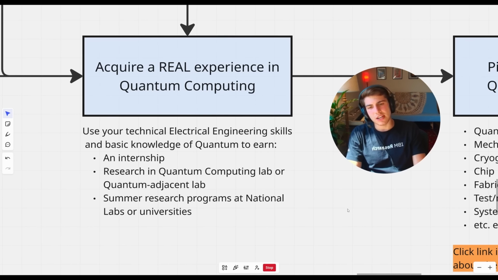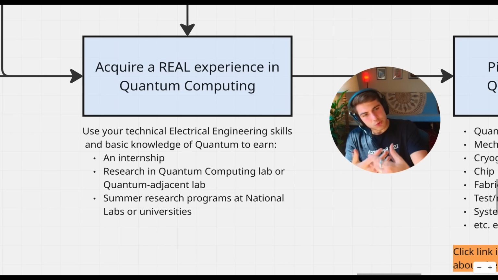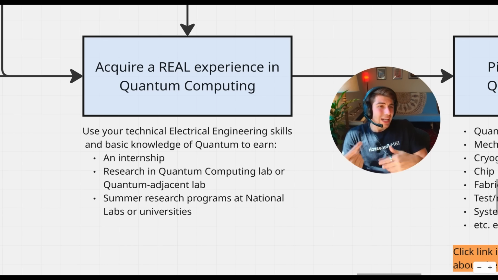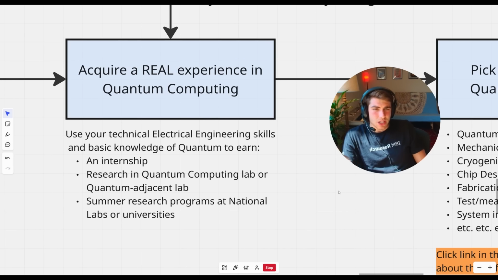So you're going to use your technical electrical engineering skills and your basic knowledge of quantum computing to get an internship, research in a quantum computing lab, or summer research at a national lab. And these are going to be the experiences that get you the job. Not only that, they'll also inform what you actually want to do. So if you have a lot of time, maybe two more semesters or two more years left, you want to iterate on what you are getting an opportunity in and what you like doing.